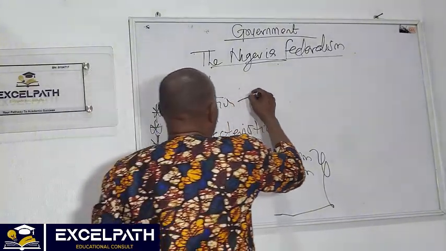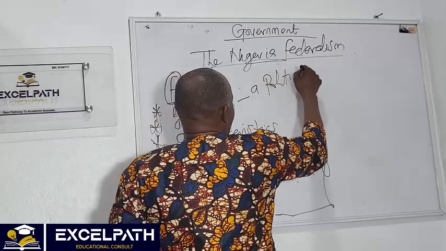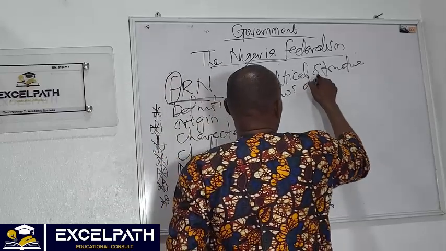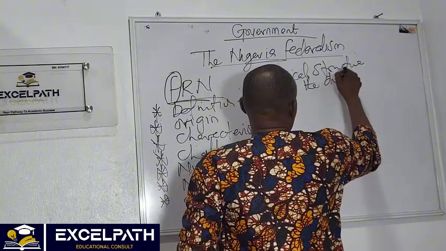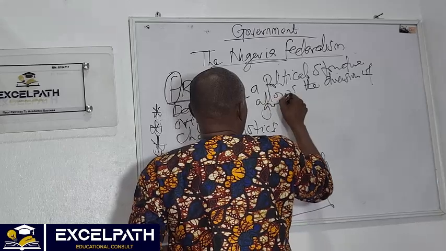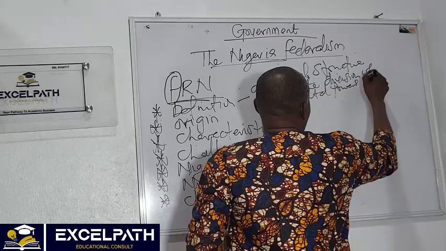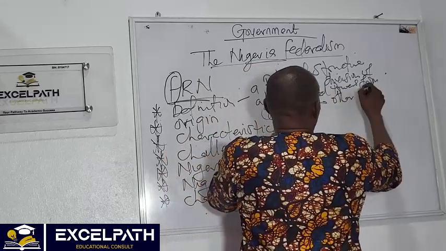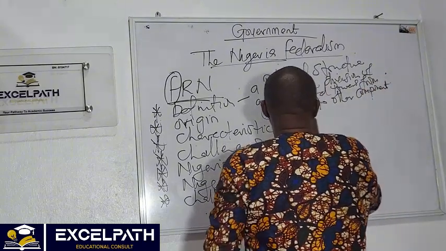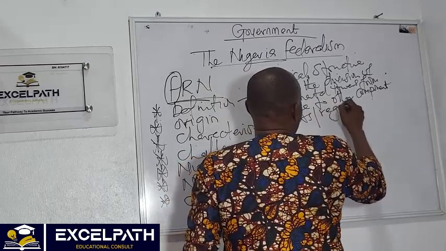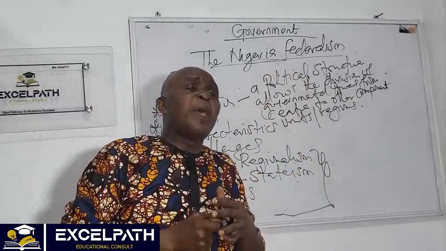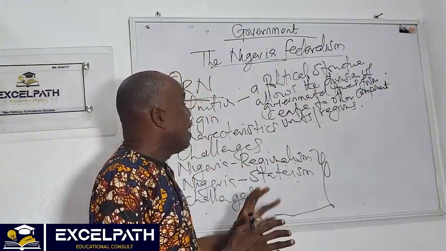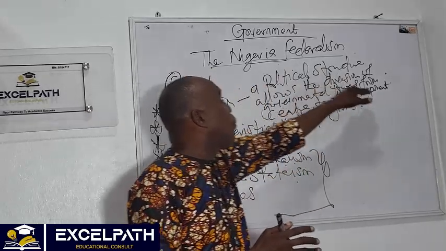Now, right, student, Nigeria federalism can be defined as a political structure that allows the division of governmental powers from the center to other component units, or you call it regions. So, irrespective of the topic, this definition says a structure that allows power to be divided from the center to other regions, or we use the word component unit.